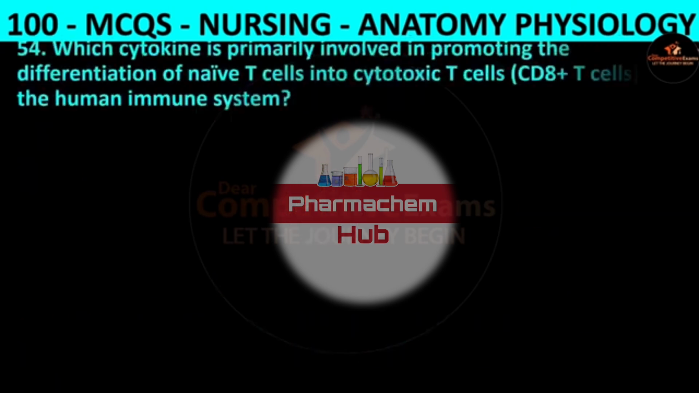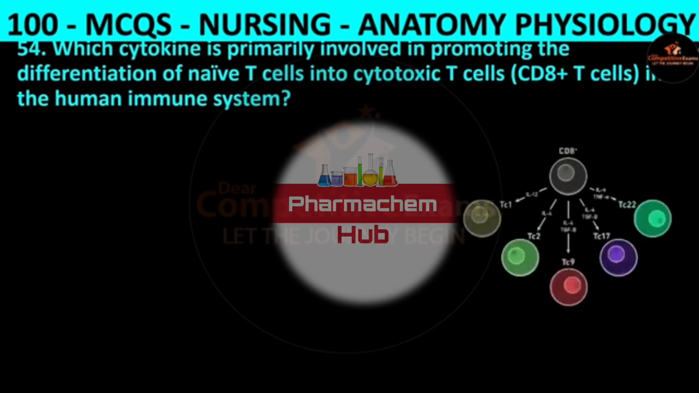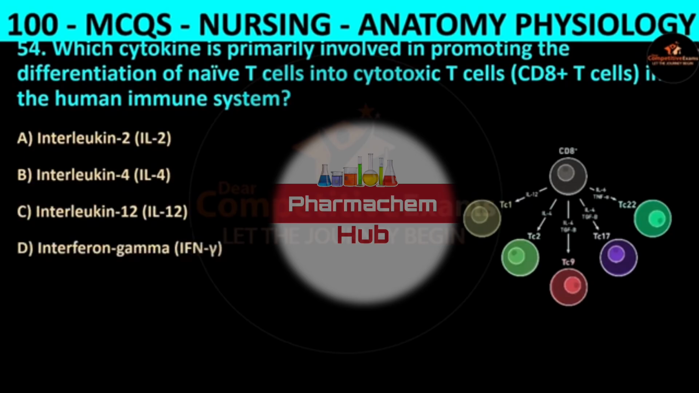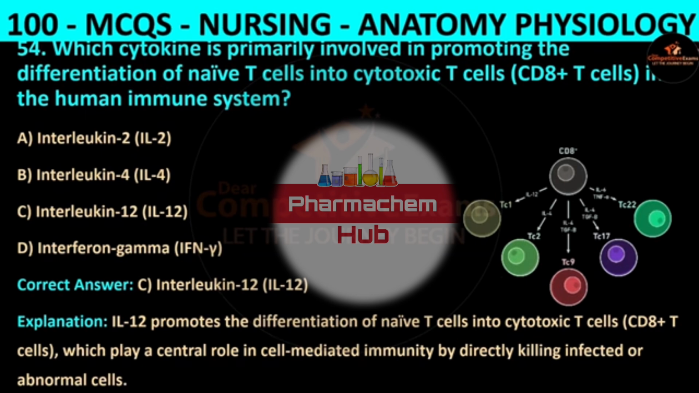Question number 54. Which cytokine is primarily involved in promoting the differentiation of naive T cells into cytotoxic T cells, CD8 plus T cells, in the human immune system? Your options are interleukin 2, interleukin 4, interleukin 12, or interferon gamma. The correct answer is C, that is interleukin 12. Interleukin 12 promotes the differentiation of naive T cells into cytotoxic T cells, CD8 plus T cells, which play a central role in cell-mediated immunity by directly killing infected or abnormal cells.